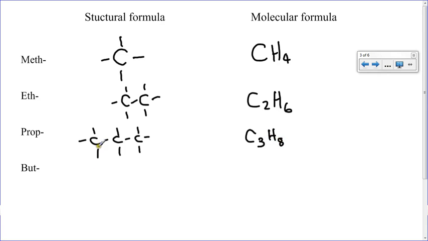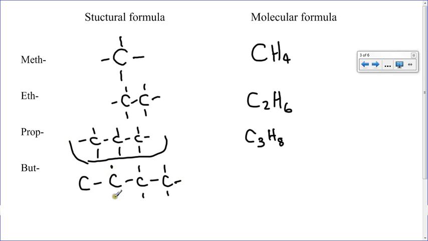And for the last one, butane, we've got 4 carbons, and each carbon uses its other bonds to bond to hydrogen. Okay, so how many hydrogens have we got on this molecule? 1, 2, 3, 4, 5, 6, 7, 8, 9, 10. So it's C4H10.